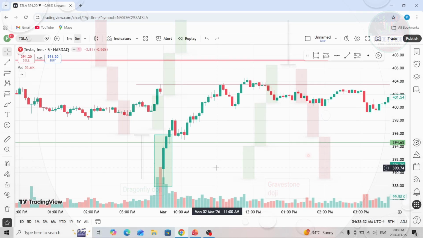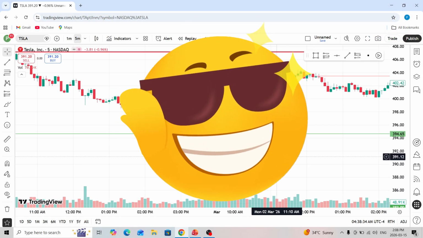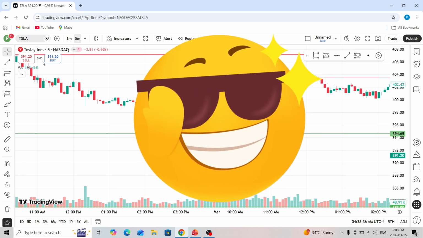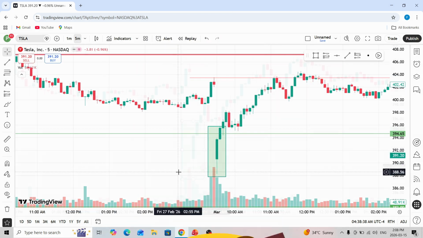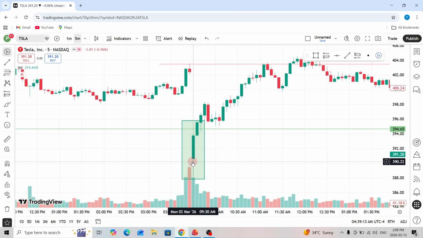So let me show you some real examples on the chart. This is my favorite stock, Tesla, which I use for my day trading career, and on March 2nd you can see the candle which has proper rejection due to buying pressure, and this candle converted into a bullish trend.